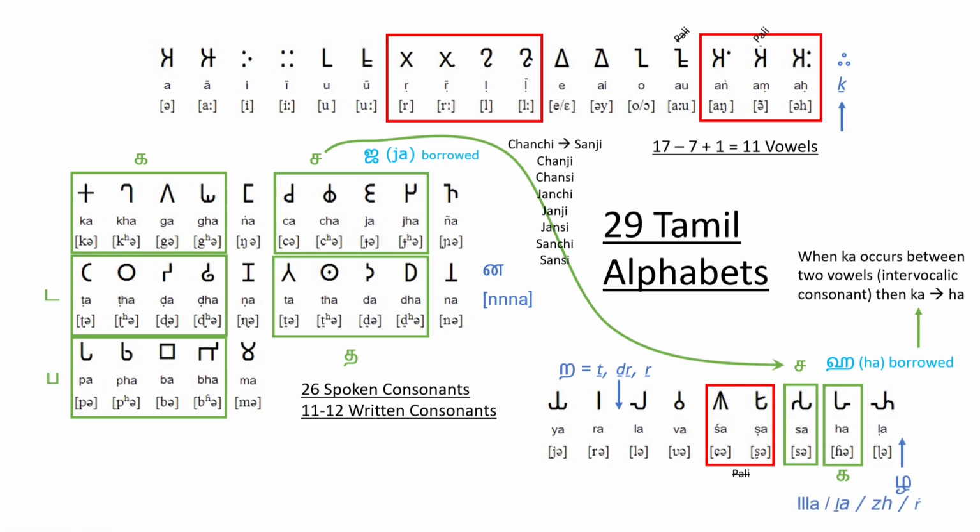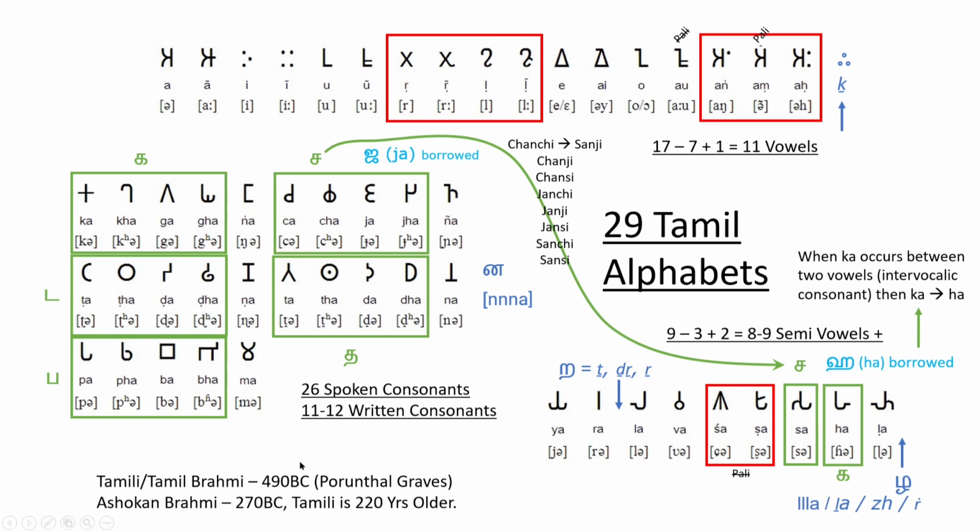And it also has this extra za. This is the ZH sound, famous ZH sound. So overall it has about 8 to 9 semi-vowels and sibilant sounds. So overall there is about 29 Tamil alphabets. You can say 31 if you include these borrowed ha and ja symbols. So we'll consider it's 29.